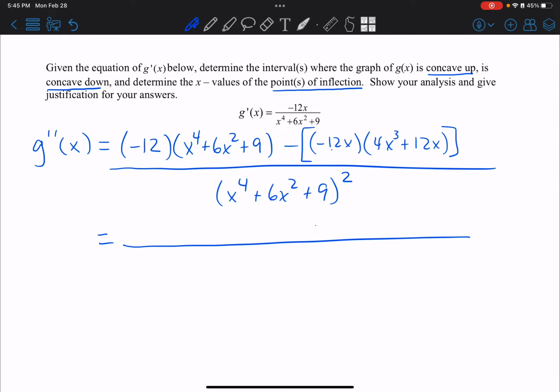Let's just distribute this and get it together. So we have negative 12x to the fourth minus 72x squared minus 108. And I'm going to watch these double negatives over here. This is going to be plus 48x to the fourth, and then it actually becomes plus again, because you're distributing a negative twice, 144x squared. All right, and then down at the bottom, this is actually factorable.